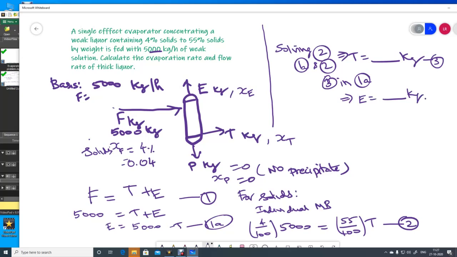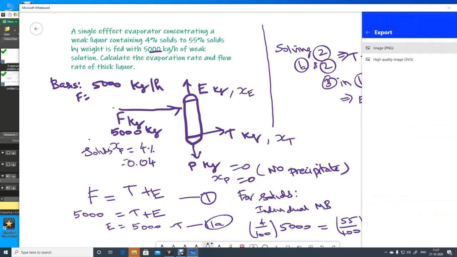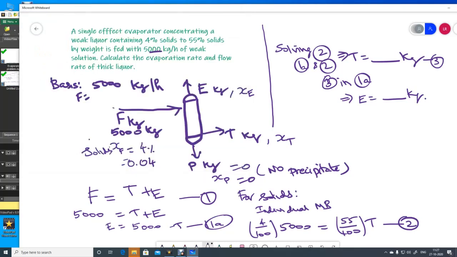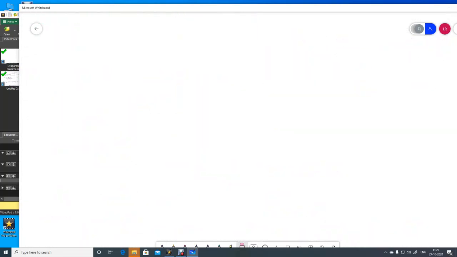Please use your calculator. Let me save this file, export it and save it as a problem, new numerical on evaporator. Meanwhile you complete your calculation. So let me clear this screen. Now do the calculation.